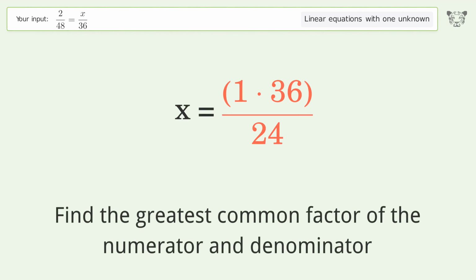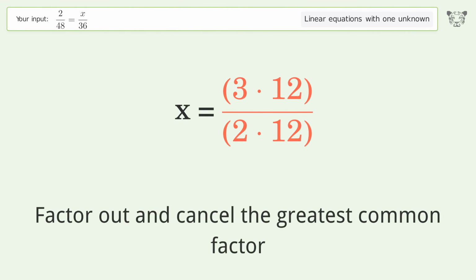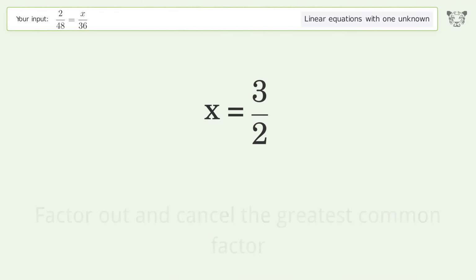Find the greatest common factor of the numerator and denominator. Factor out and cancel the greatest common factor. And so the final result is x equals 3 over 2.